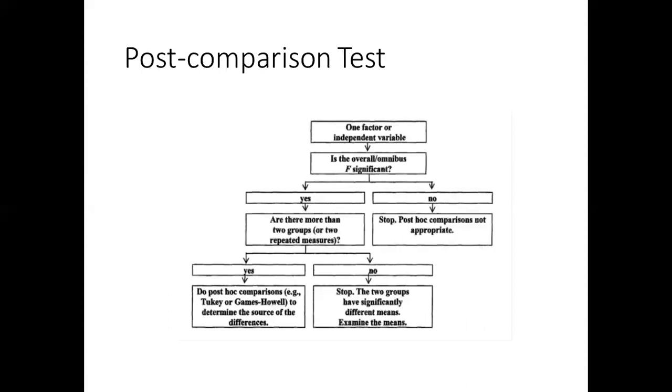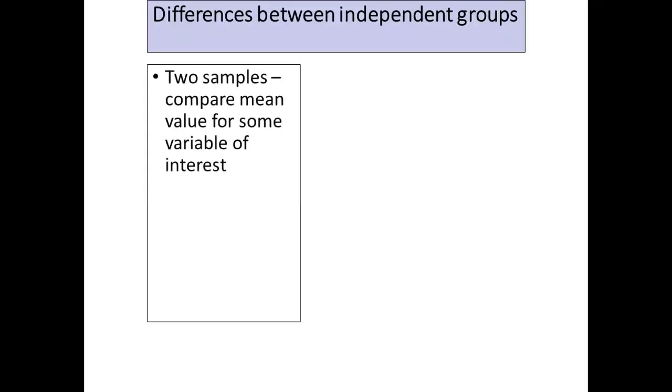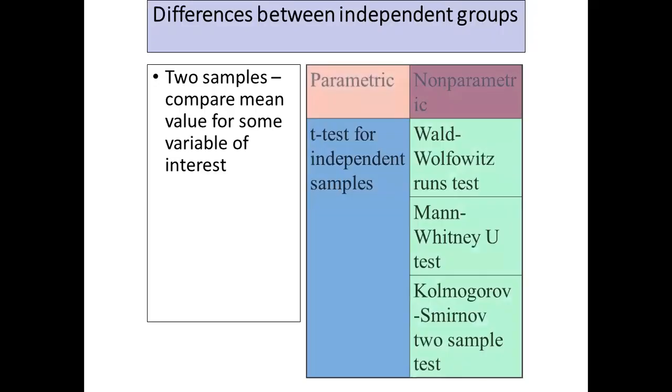This is what we call a post-comparison test. So when your F statistic is significant, then it's important that a post-comparison test is conducted on your variable. We'll go into this in detail by the time we are looking closely into STATA. So this is the difference between two groups. We can see the parametric test and the equivalent non-parametric test.